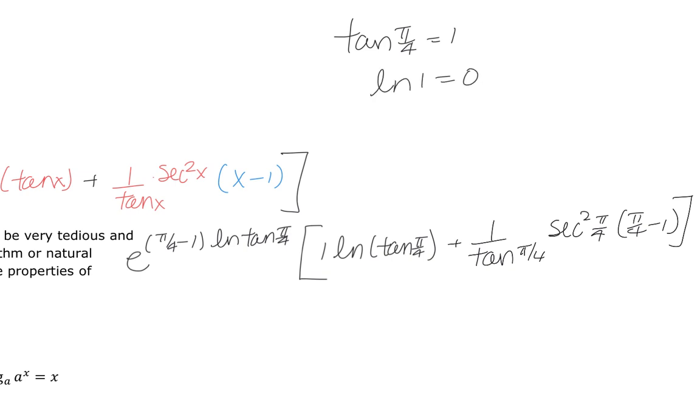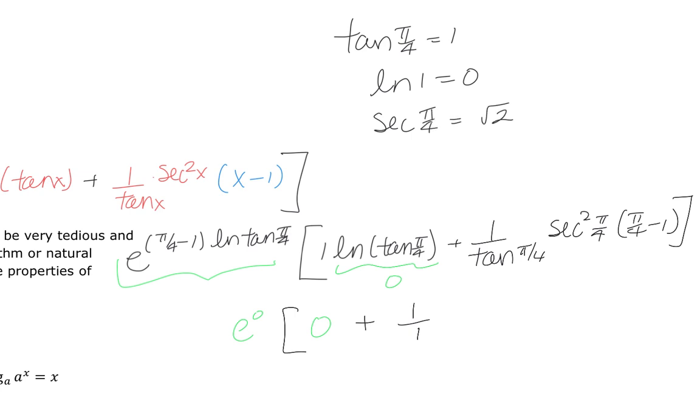So that's kind of nice. So then this whole thing becomes e raised to the 0. This also becomes 0. Now, so I have e raised to the 0 multiplied by 0, plus the tangent of pi over 4 is 1 over 1. Well, the secant of pi over 4 is the square root of 2. So if I square the secant, I'm going to square the square root. And so secant squared is just going to be 2.